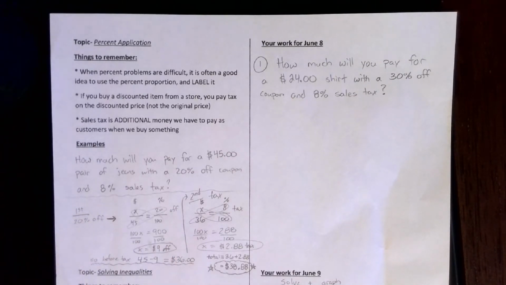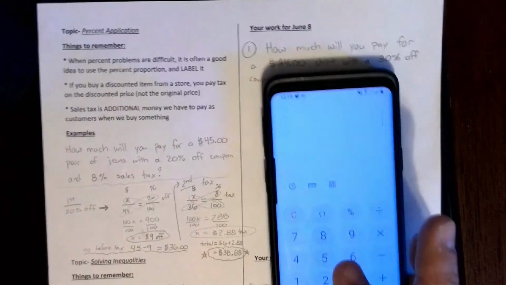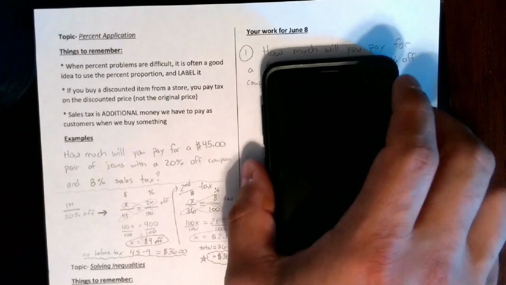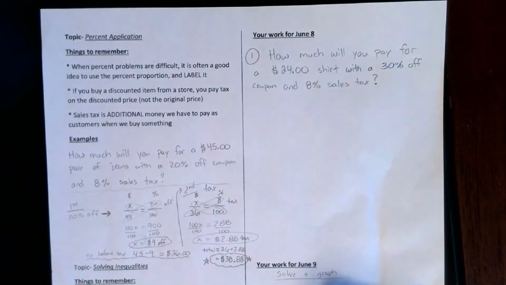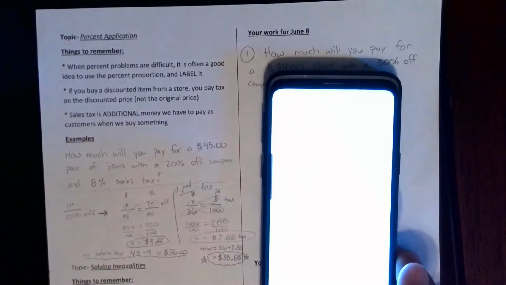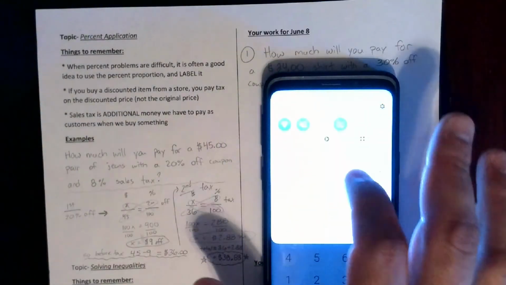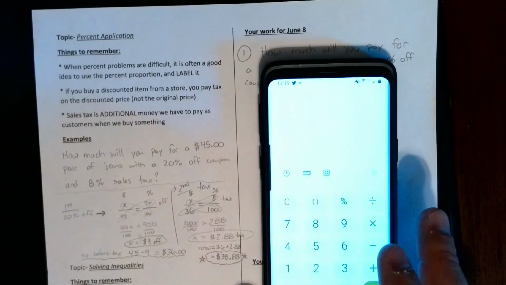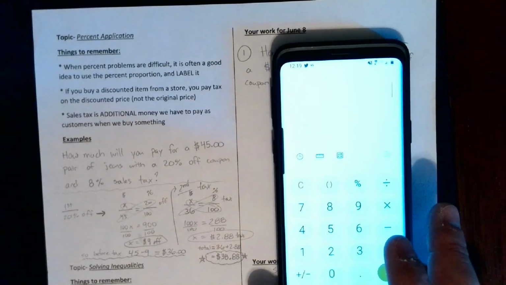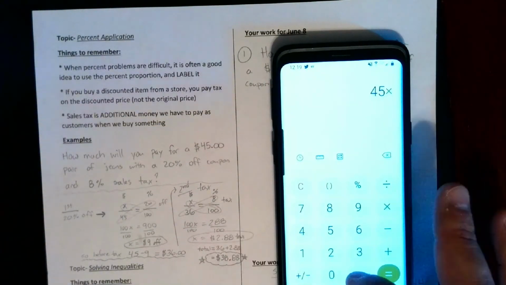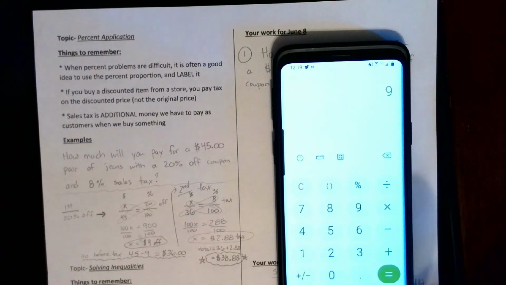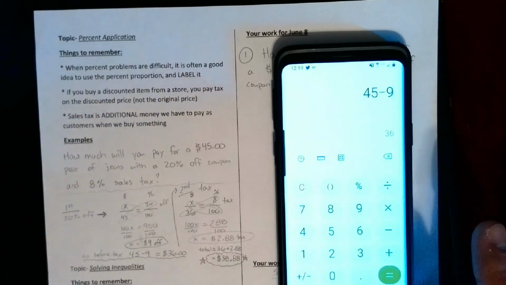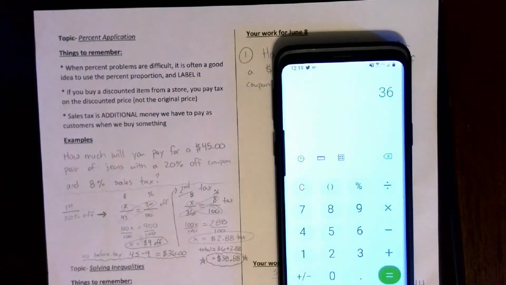Now certainly you could have used the other way with a calculator. If I have a $45 pair of jeans here, it's too bright for you to see. See if this works a little better. Okay, $45 pair of jeans. So if you do 45 times 0.20 for 20%, that also gives you the $9 off right there. So then you can take off the $9 from the 45, and you find that the jeans are going to cost you $36 on sale.